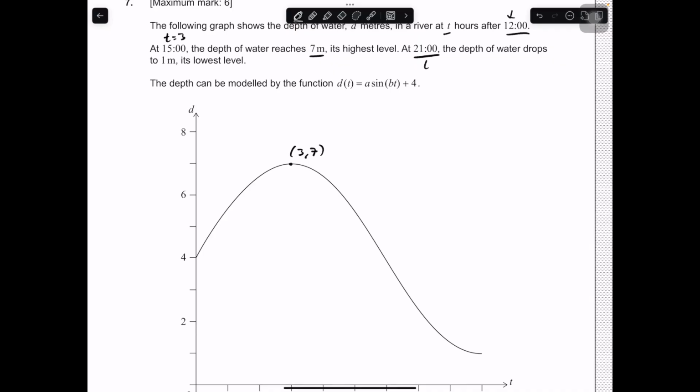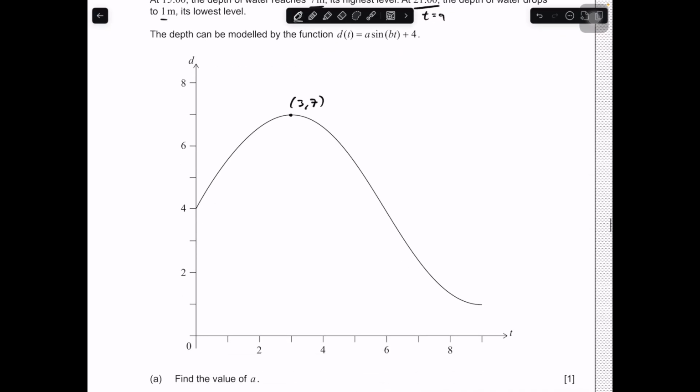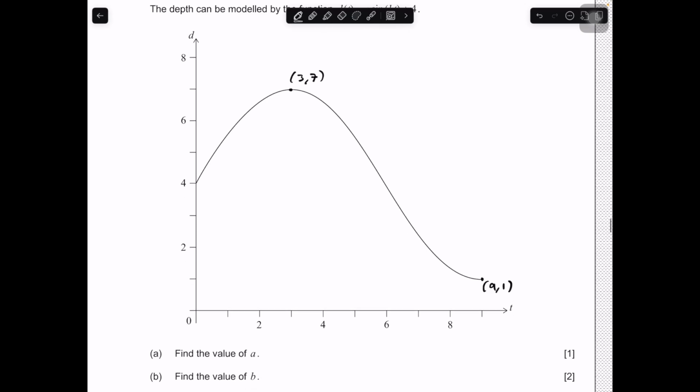It is 9 hours. 21 minus 12 is 9. And then the water is at 1. So right here we have another point. At 9 hours, we are at 1 meter. Okay, find the value of A.